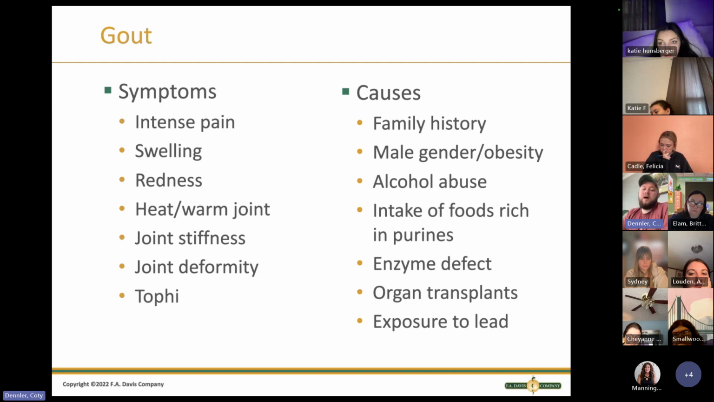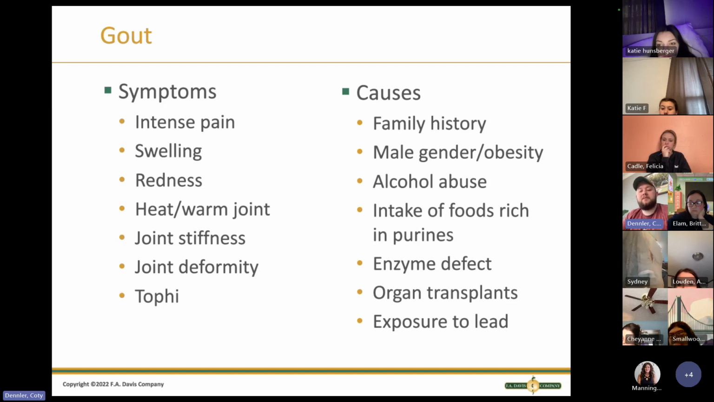Okay. Some causes here is family history. If you have family members who have it, you're more likely to have it. Being a male or being overweight is also a high risk factor. Drinking a lot of alcohol, or eating foods that are rich in purines. Red meat is a huge one. Steak, hamburgers. What caused it for me was steak. We were on the keto diet and ate a lot of red meat, low carb stuff. And that food's really high in purines, and that caused it really, really bad.